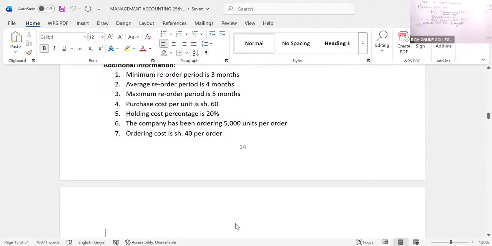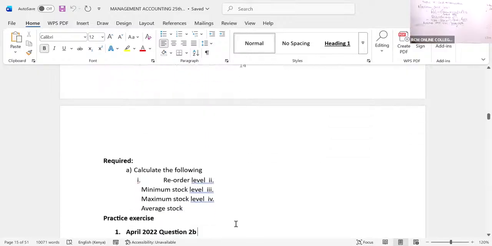Then they have given us the minimum reorder period is how many months? 3 months. Average reorder period is 4 months. Maximum reorder period is 5 months. Purchase cost per unit is 60. Holding cost percentage is 20. The company has been ordering 5,000 units per year per order. Ordering cost is how many? 40 per order.